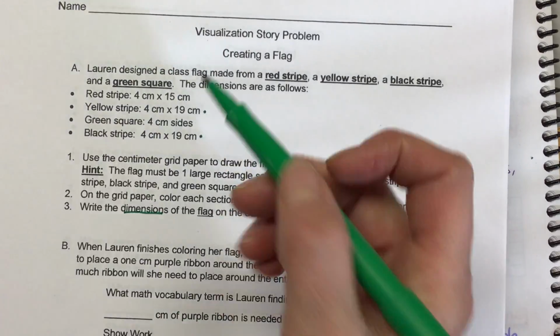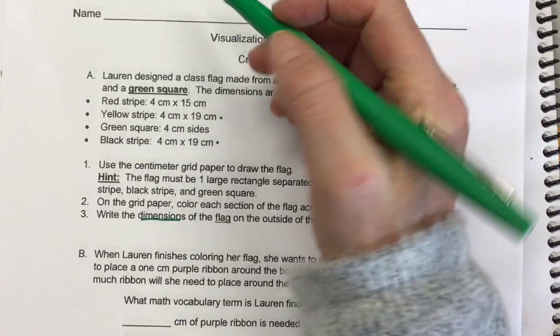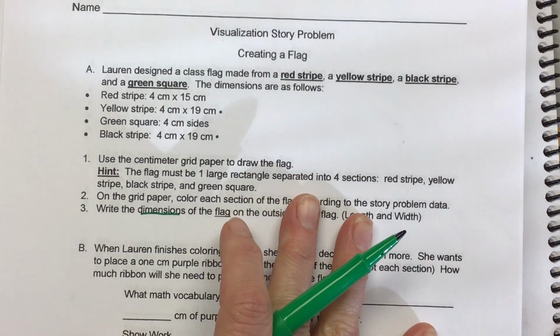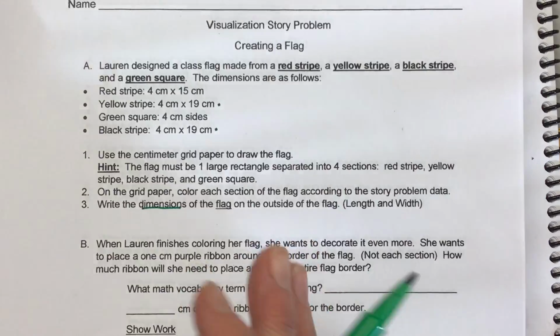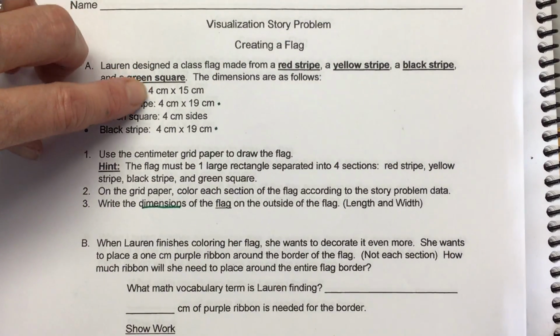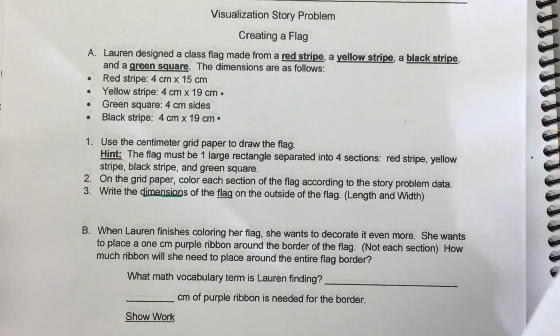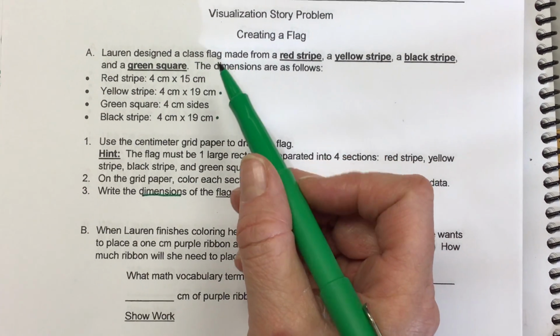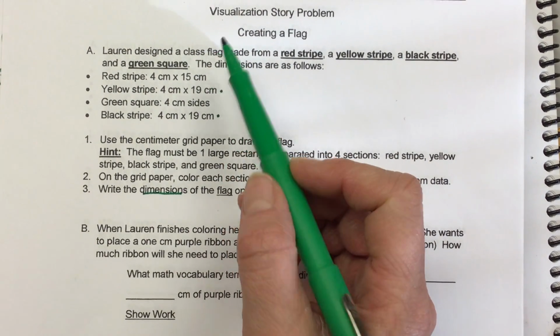So looking at this, we can see that all of them are 4 centimeters wide, right? So we know that it's going to be how much total down one side? 4. 19. 4 centimeters. 15 by 19. Okay, let's look at it, guys.